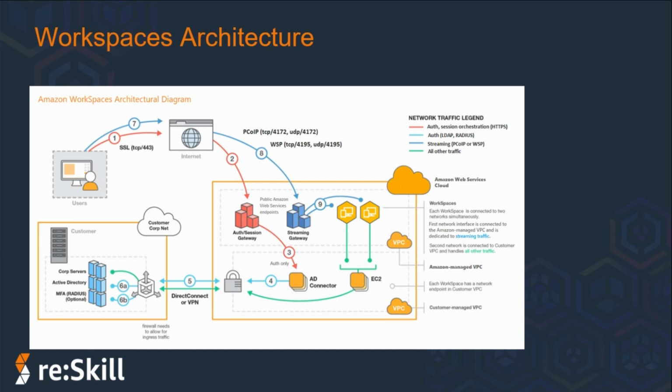Let us discuss the Workspaces architecture. How does AWS Workspaces work? AWS Workspaces supports two different protocols. It can work on PC over IP or it can work on the AWS proprietary protocol called WSP.